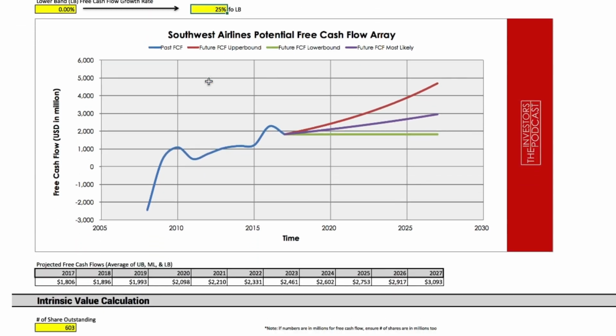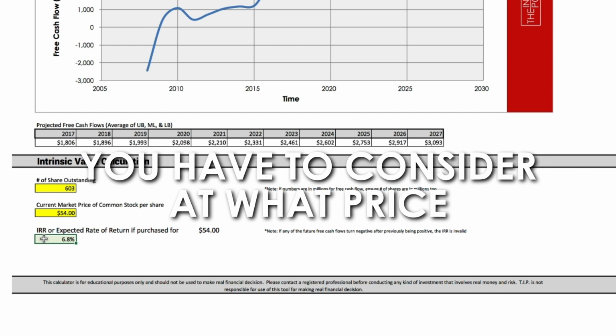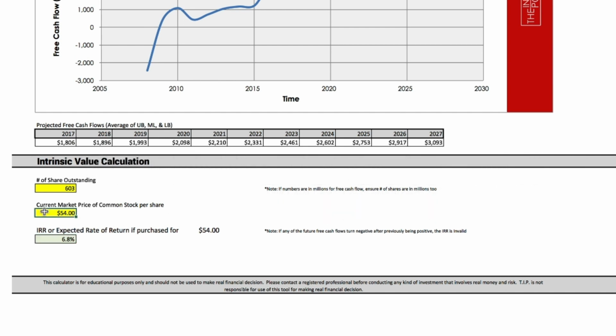So if you look at that here at the bottom of the calculator, you're inputting how many shares are outstanding. You're looking at what's the current price of the common stock. Again, that changes all the time. Then you come up with an expected return of 6.8%. Regardless of whether Southwest Airlines or whatever company you're looking at is a great company or not, you have to consider at what price. Because if the stock was trading at $30, you would suddenly have an expected rate of return of 13. It's the same company, it's just a much more attractive investment. If instead the price was $80, it's not an attractive stock anymore, and you'll probably not really outperform the general stock market with a company like Southwest Airlines.